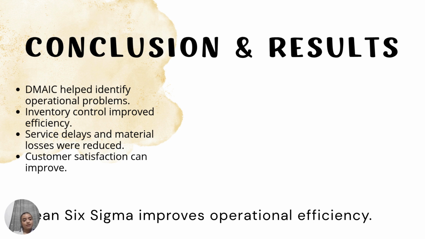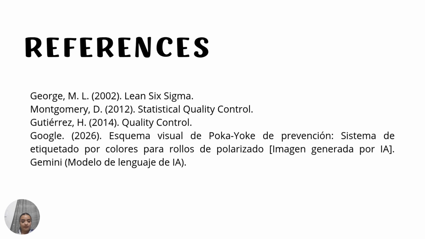In conclusion, the DMAIC methodology helped identify operational problems and improve inventory control in Asunción Polarizados. Lean Six Sigma is an effective methodology for improving operational efficiency even in small businesses.